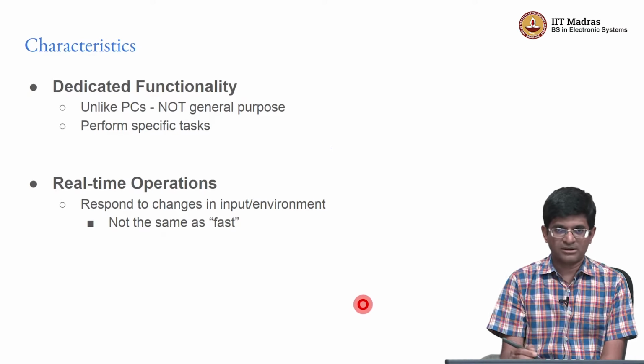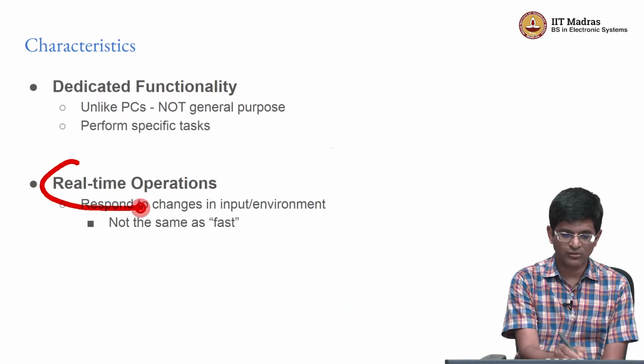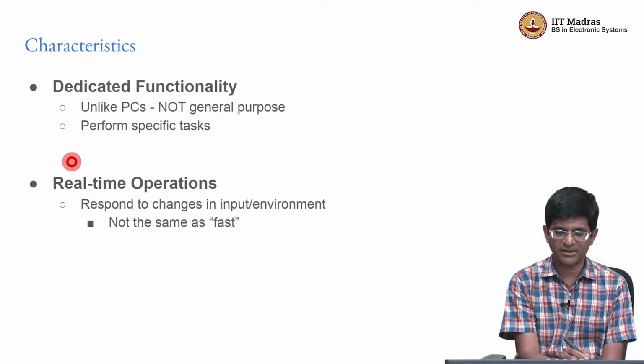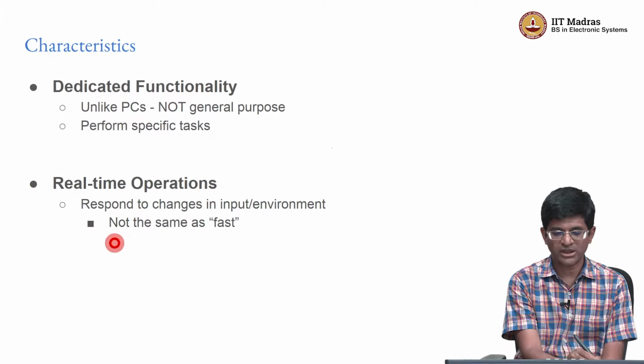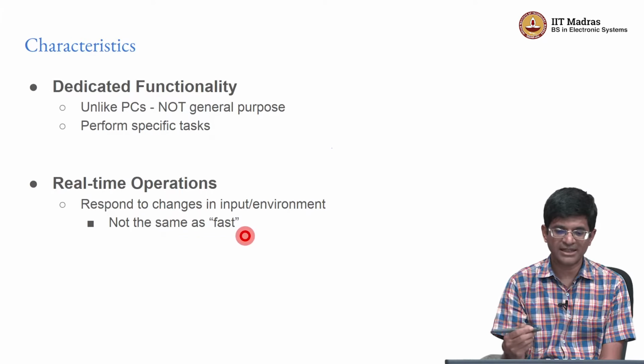Now, another important characteristic of embedded systems is that many of them have a requirement of what is called real time operation. Now, real time is an interesting word. Very often colloquially we use the word real time to mean something is fast. That is not actually what real time means. Real time just means within a constrained time limit, right.